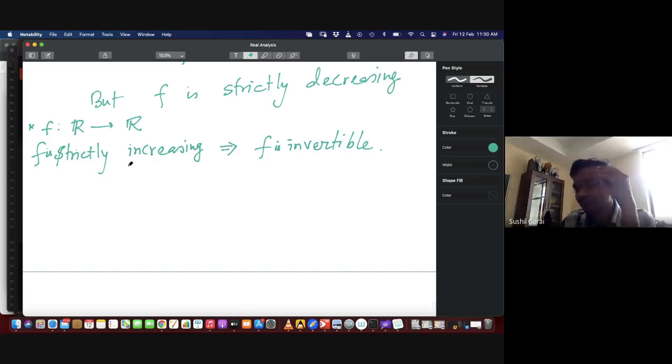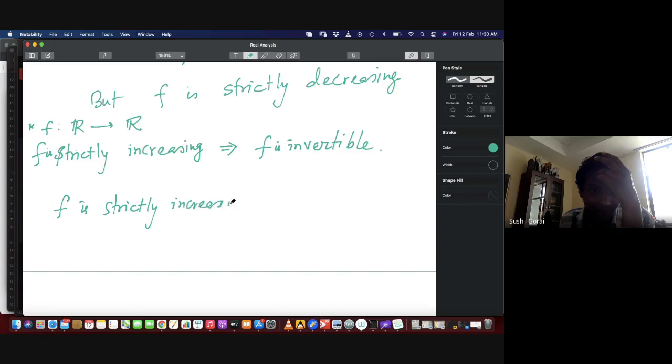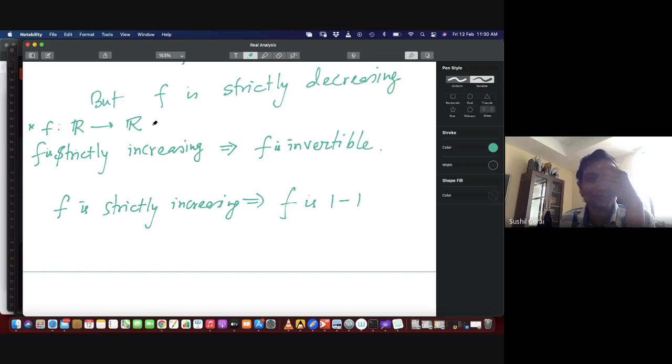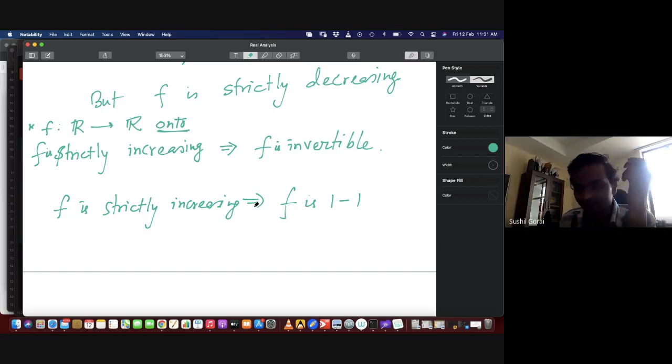So how do you prove such a thing? If f is strictly increasing, it implies f is 1-1. Here you need to assume something: you need to assume onto. This part is not there for invertibility. It will be invertible on its range. So f strictly increasing implies f is 1-1.